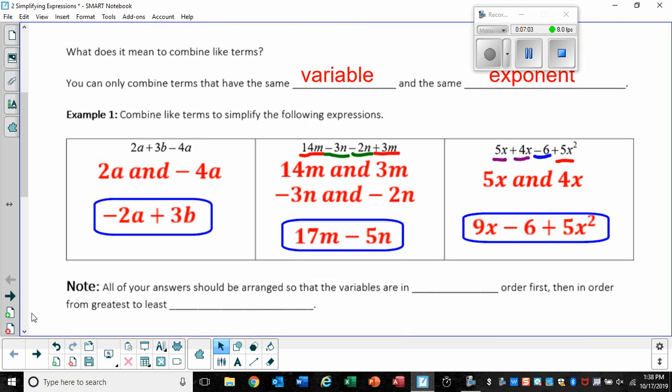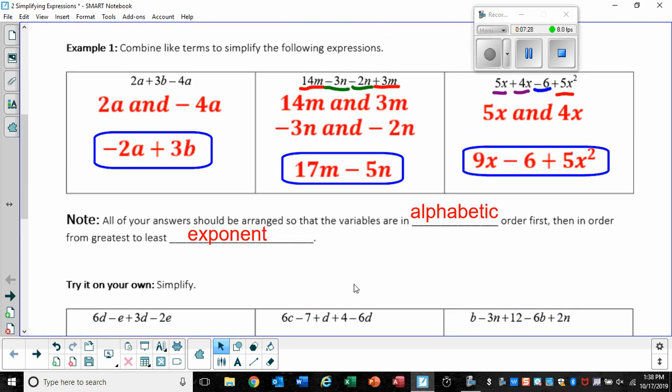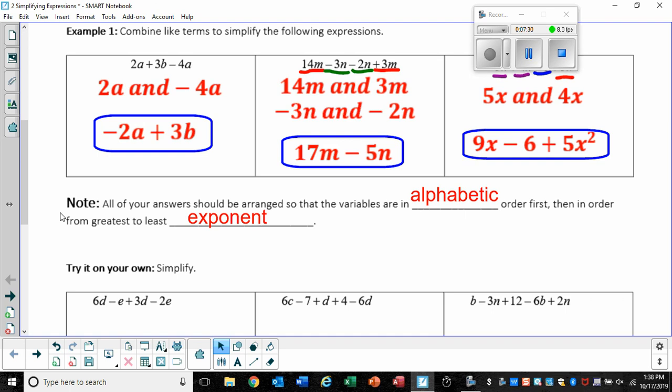Okay? So you guys are going to go ahead, note, sorry, all of your answers should be arranged so the variables are in alphabetical order first, like this guy and this guy, and then in order from least to greatest exponent. So this guy should actually be rewritten. So we should have the 5x squared plus 9x minus 6. Okay? That's a super fancy way of writing it.